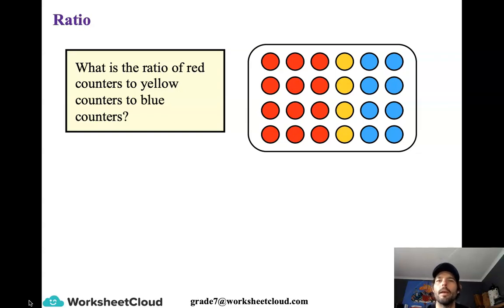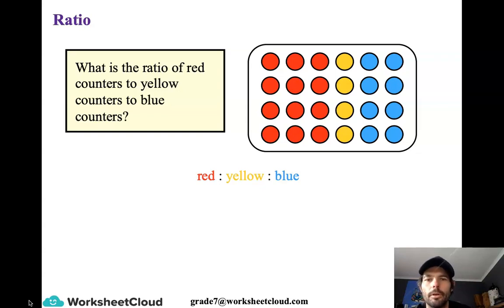Okay, so here we have 3 ratios. So what is the ratio of red counters to yellow counters to blue counters? So that's what we're looking for. Red is to yellow is to blue, written with those colons.